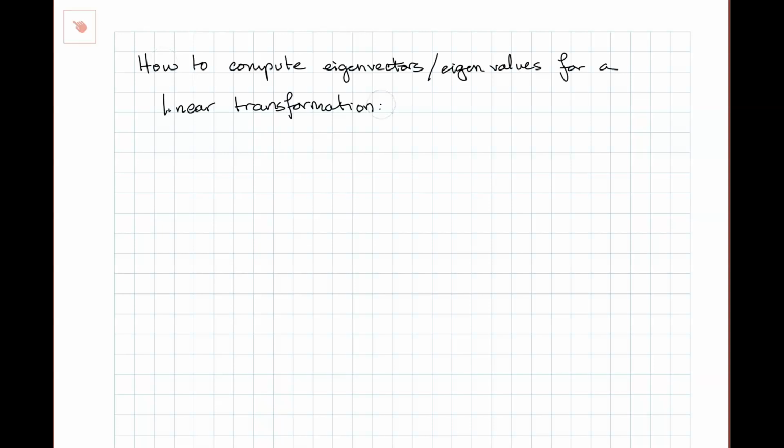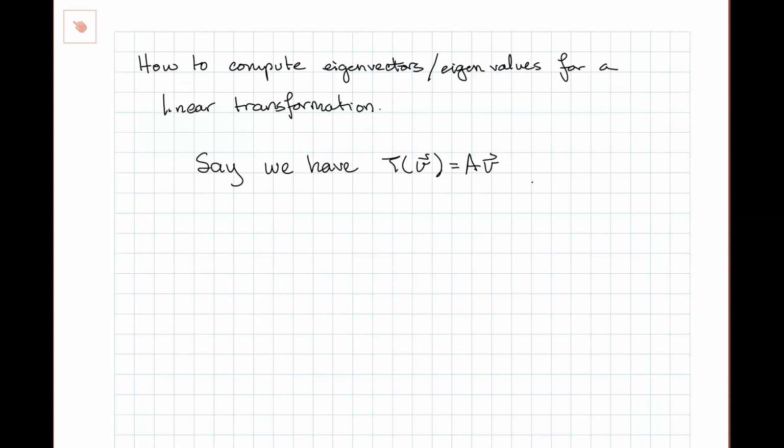Hi everyone. In this video I want to show you how to compute the eigenvectors and eigenvalues for a linear transformation. So let's say we have a linear transformation that's represented by a matrix A. So T of v is equal to A times v. We want to figure out which directions this matrix preserves.